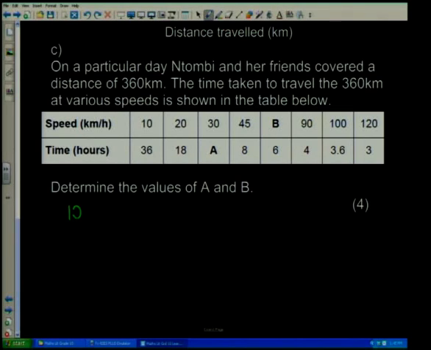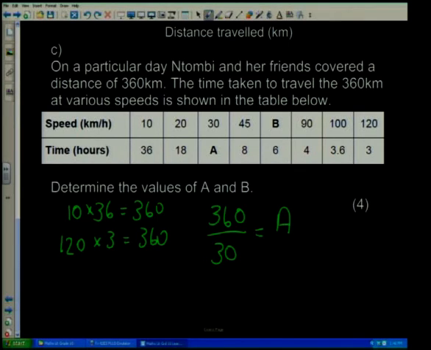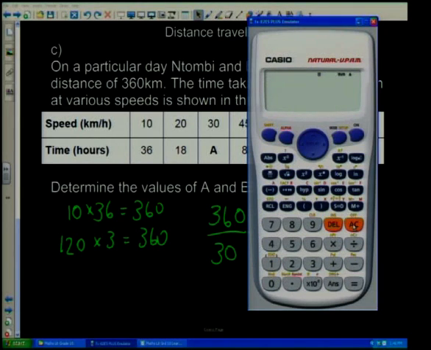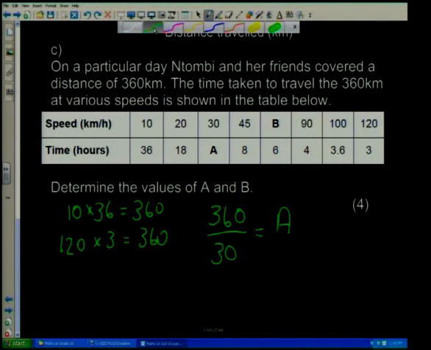If I take my 10 times 36, I'm going to end up with 360. If I take my 120 times 3, I end up with 360. So what I'm looking at is taking my speed and multiplying it by my time, and I'm going to get 360. So the other way around, I'll take my 360 to work out A. Let's take our 360 and divide it by 30, and we're going to get A. Let's do that on the calculator with 360 divided by 30, and I see that it is 12. So my answer is 12.